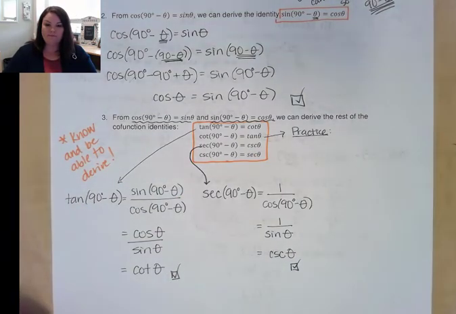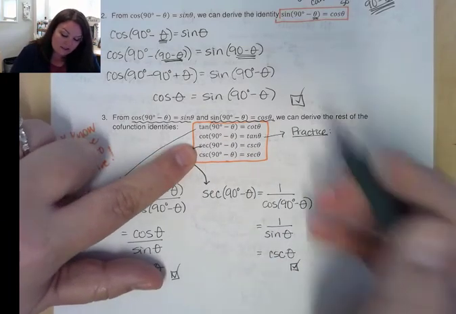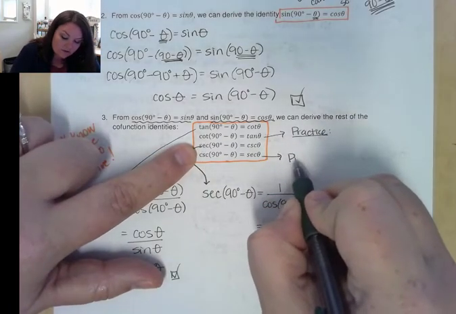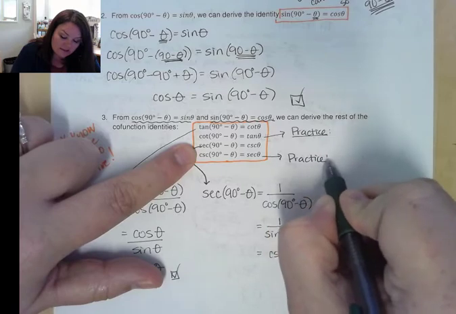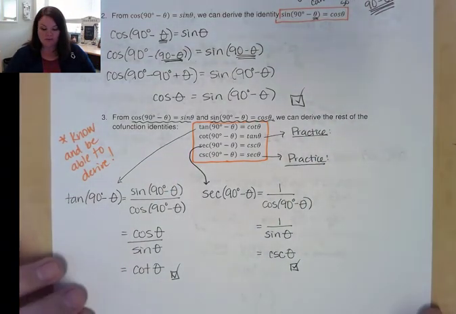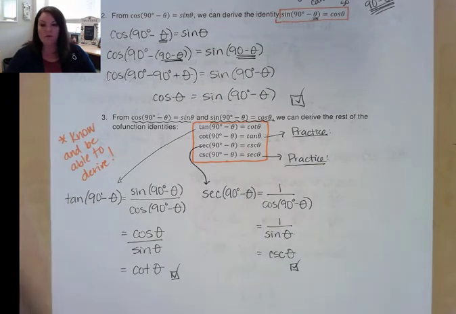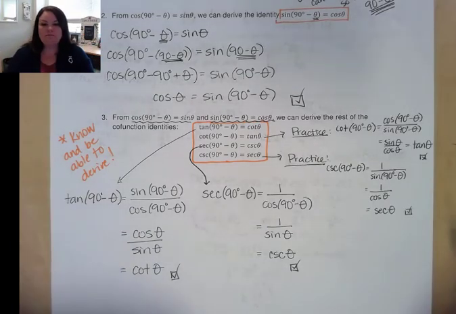Okay? So I did the tangent and the secant. I want y'all to try the cotangent and also cosecant. Somewhere on the page, wherever you have room left, go ahead and prove the second and the fourth identity. So go ahead and pause the video, and then whenever you are ready, or if you get stuck, unpause it, and we'll go over it. Okay, let's see how you did.